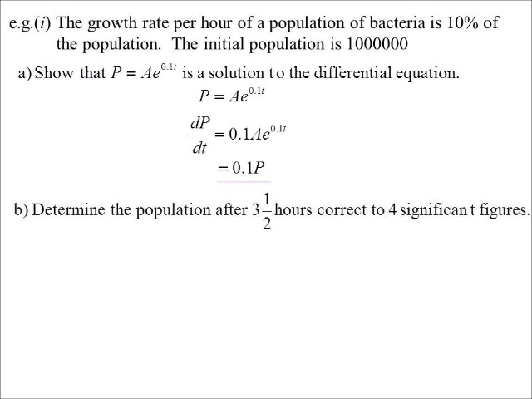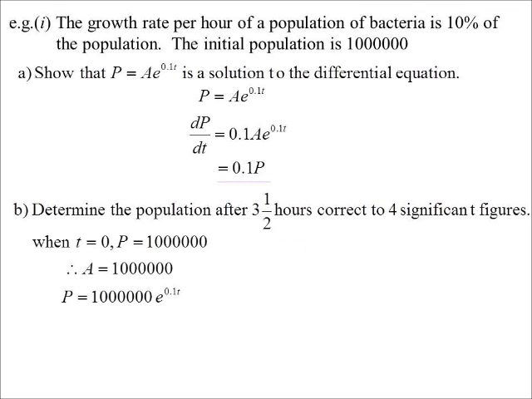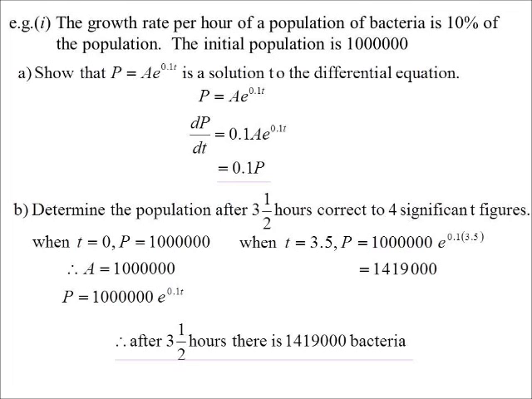We're now going to work out the population after 3.5 hours. So we're starting off with 1 million little bacteria. How many have we got after 3.5 hours? Well, what do we know? We know that when T equals 0, the population is 1 million. So I know that A is 1 million because that was representing initial population. I can now simply substitute in. So T is 3.5. Rounding off, of course, it's not exact, but they said 4 significant figures: 1,419,000 after 3.5 hours.